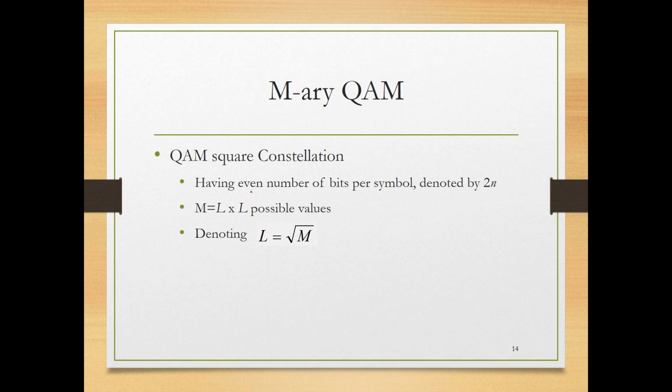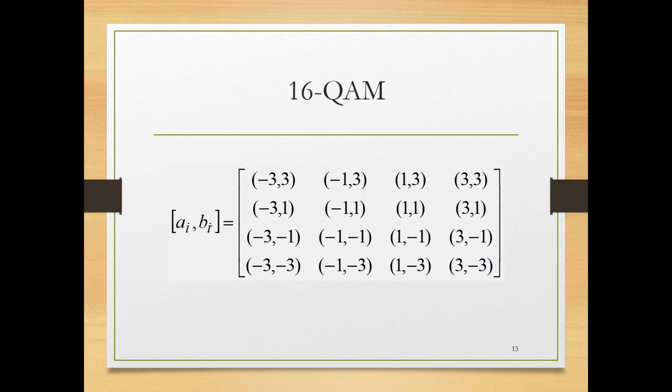QAM square constellation has an even number of bits per symbol, denoted by 2n. M is equal to L multiplied by L, and L is equal to square root of M. For example, here, what's M? The number of points you have. How many? You have 16. What's L? L is the dimension in the X or Y axis, the square root of M. Square root of 16 is equal to 4. And what are these values? This is AI and this is BI, the amplitudes of your cosine and sine, the amplitudes of the basis functions.